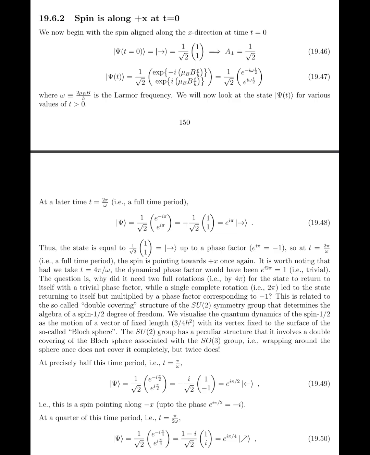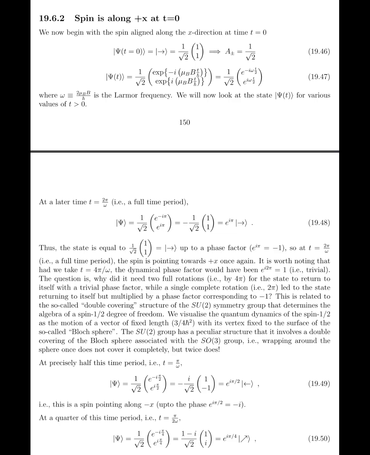So let's see this. We've defined this Larmor frequency just as before, and we can rewrite this state. Now let's see what happens at different time points. At time t equals 0, this is what the state looks like. This is the very general state, and at time t equals 0, it was just 1 by root 2, (1, 1). Now let's see what happens at some later points in time.